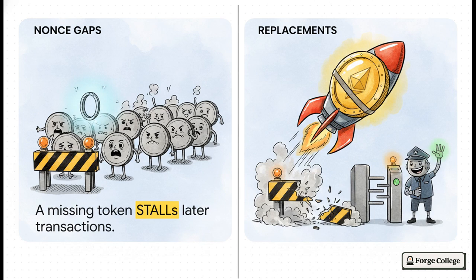Because of our stubborn turnstile guard, tokens 11 and 12 are completely stalled in the pending queue. Your account is effectively frozen until token 10 clears. But look at the right side. Transaction replacements. This is your strategic way out.